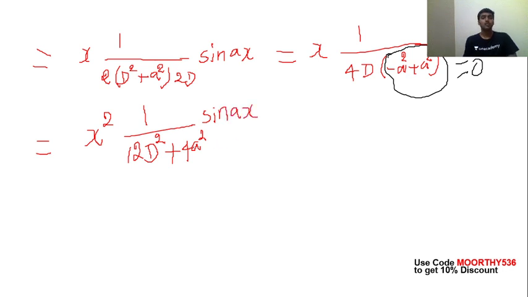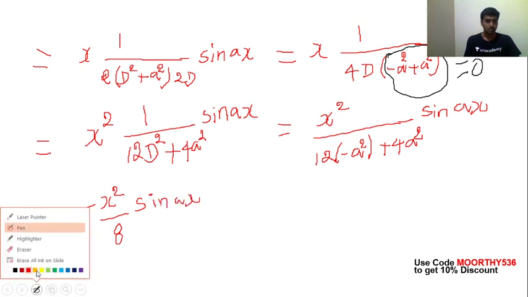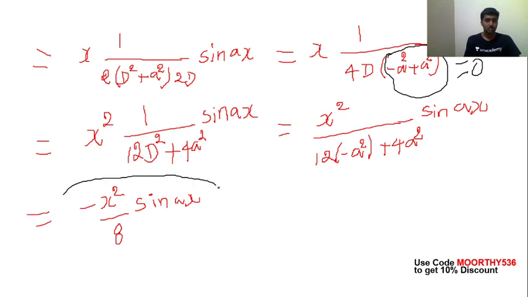So this is the format. Now again replace the denominator D square by minus a square: x square divided by 12 into minus a square plus 4 into a square into sin ax. As per the format, minus 12 plus 4 is minus 8. So minus x square divided by 8 into sin ax. This is the solution for the equation.